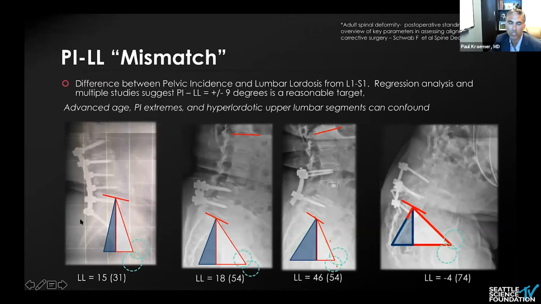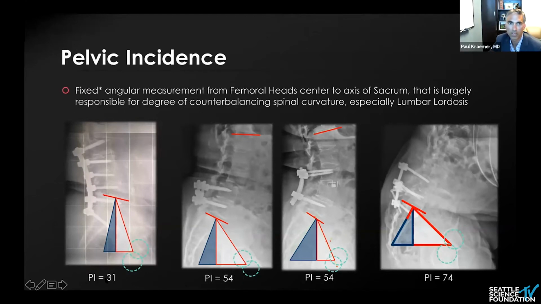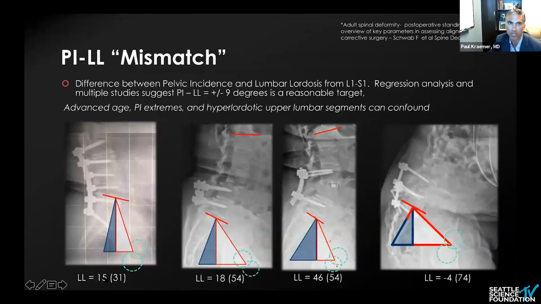Here's mismatch. So same images but different numbers. Okay, so here's mismatch, and that is essentially how much lordosis minus how much pelvic incidence. The 31 is the same number. She's got only 15 degrees of lordosis, mostly because L1-L2 is wrong on her. Here you go from 18 to 46. You can see how much more lordosis you have through here. And this person actually has 4 degrees of kyphosis over the expanse of her entire lumbar spine.